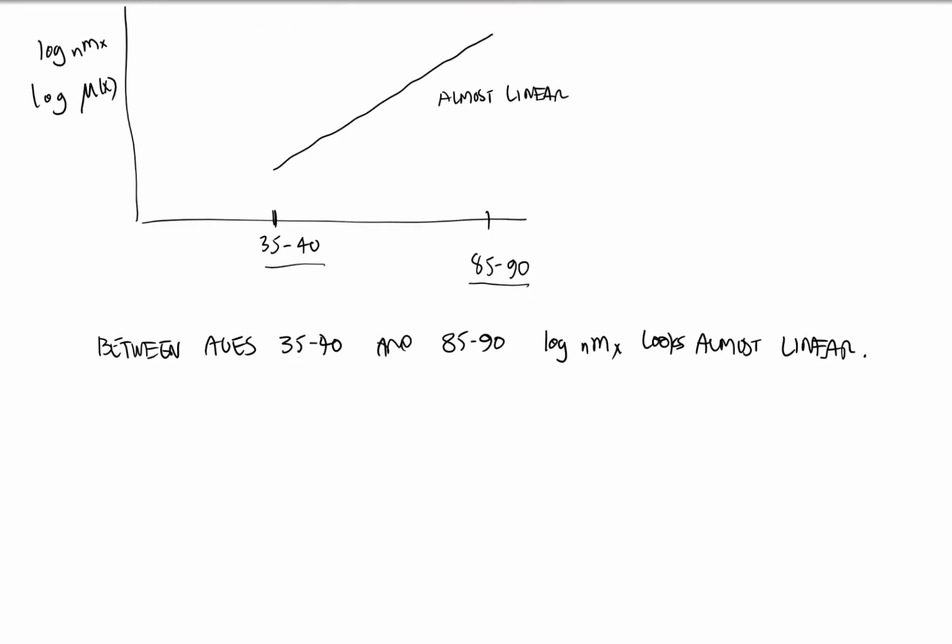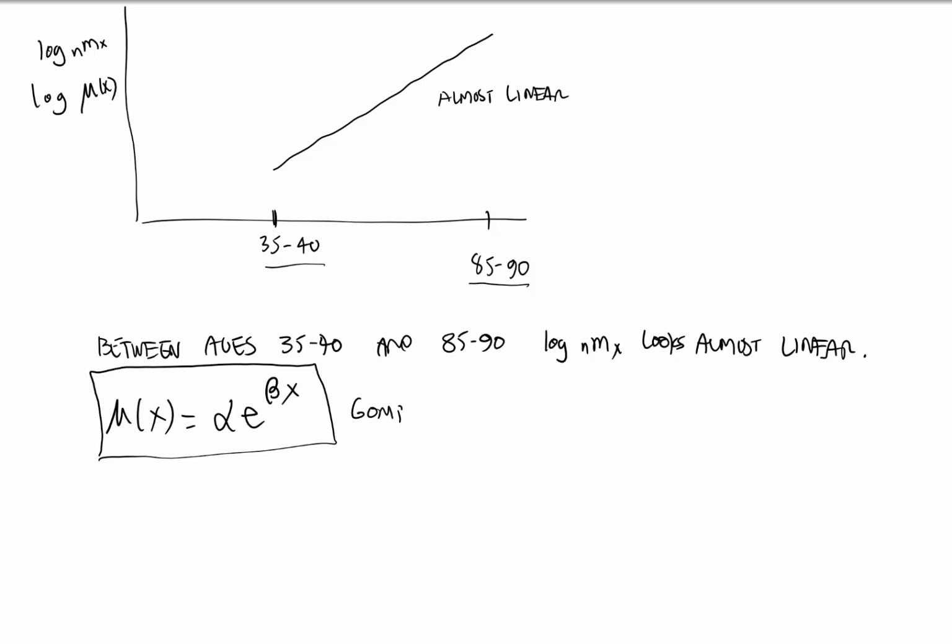So, if that's the case, then what we're saying is that the hazard by age looks like alpha e to the beta x. And this is the Gompertz mortality model. And that's so important, I'm going to draw a box around it. This is the Gompertz mortality model.